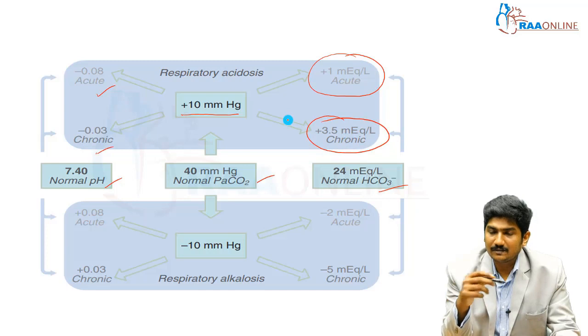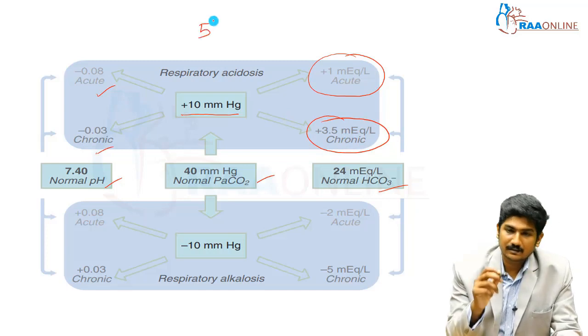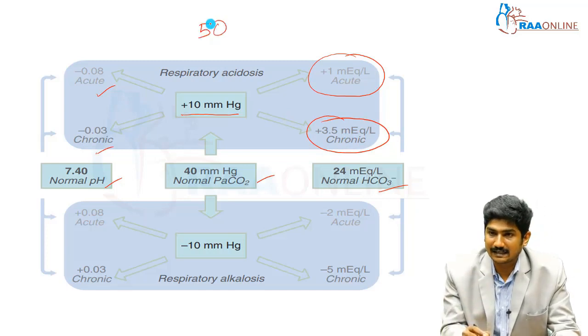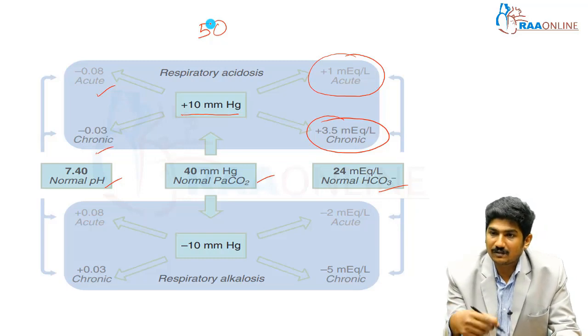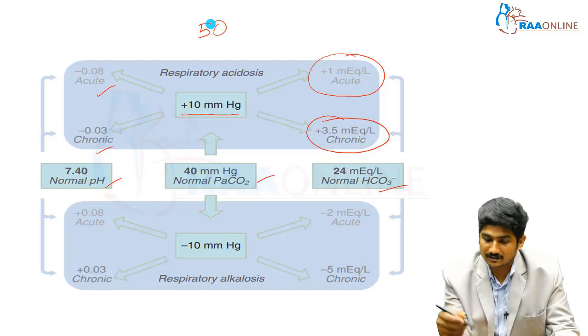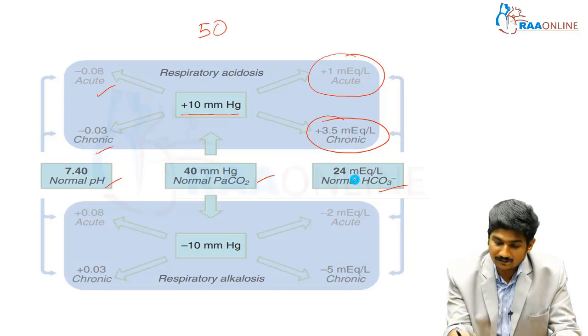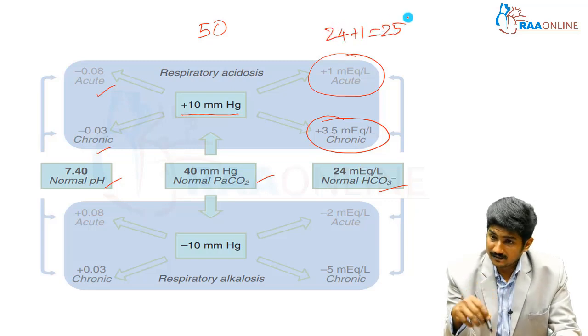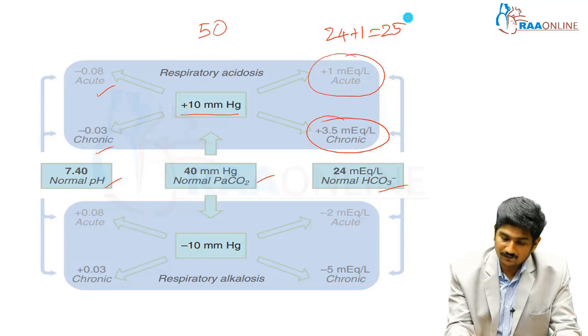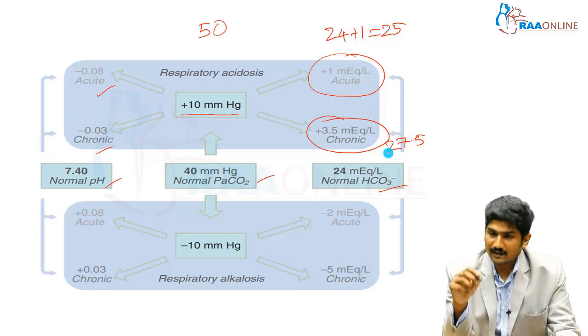Okay, for example, now my carbon dioxide is 50, it has increased by 10. So in acute condition, what do you expect the bicarbonate to be? I'm going for acidosis, so metabolic should go towards alkalosis. So bicarbonate should increase. So 24 plus 1. So bicarbonate should be around 25, right? If it's going to be chronic, what will happen? 24 plus 3.5, 27.5. This will be my expected bicarbonate in case of chronic respiratory acidosis, right?